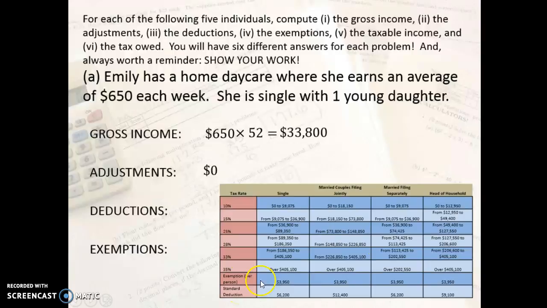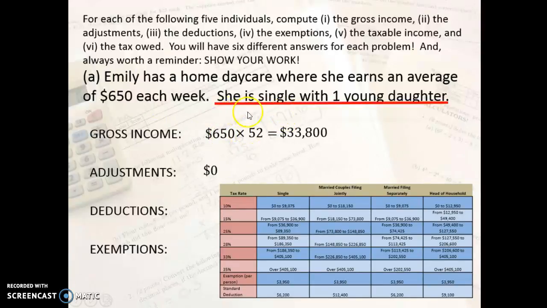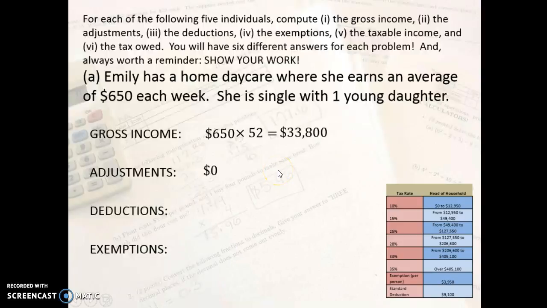So in order to make sense of these numbers, we need to identify what class Emily is in. In this case, if you read, oh, it keeps disappearing. There we go. She is single, but she has a daughter. Therefore, since she's single, but she's taking care of her daughter, we're going to say that she is the head of household here. She's the head of household because she's taking care of her daughter. So these are the numbers I'm going to focus on for the rest of this problem, for figuring out exemptions and deductions and so forth.